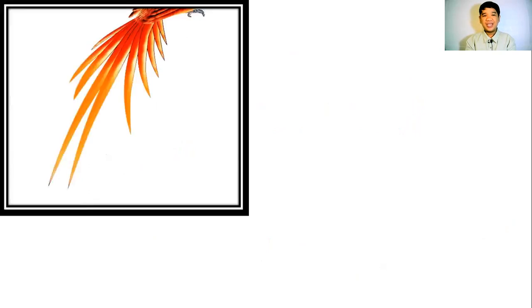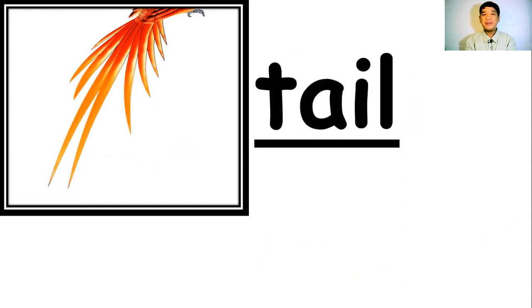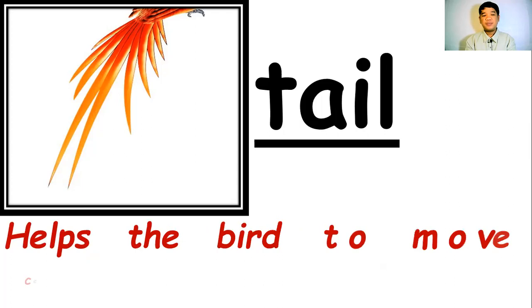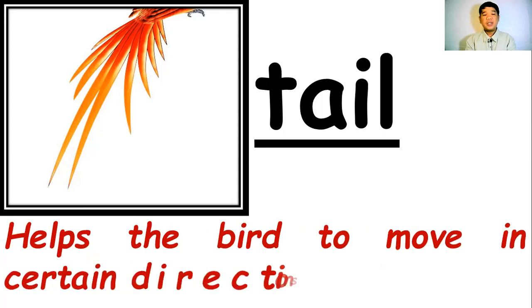Okay, so this is what we call the tail of the bird. So what is the main function of the tail of the bird? The tail of the bird helps the bird to move in a certain direction. Again, the main function of the tail of the bird is to help the bird to move in a certain direction. So that is the tail.